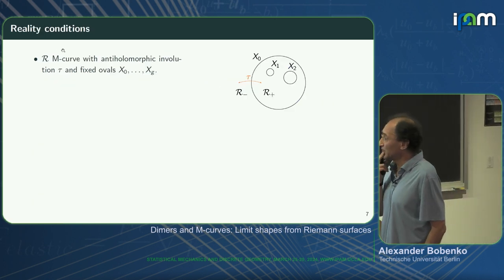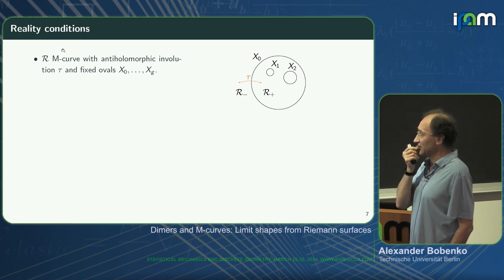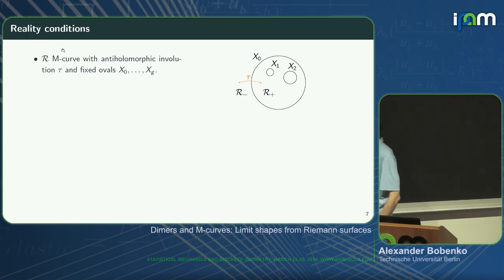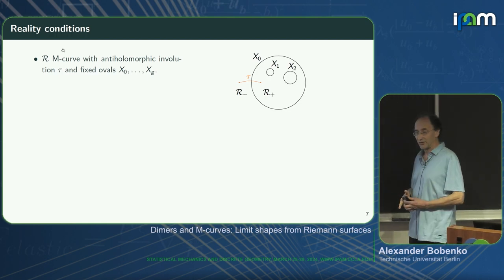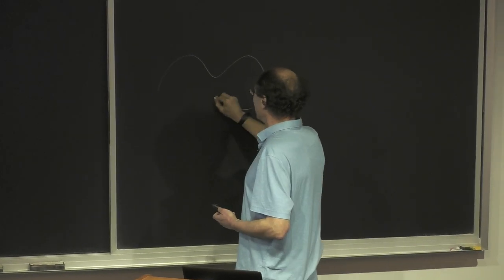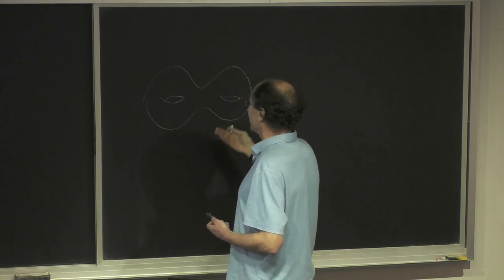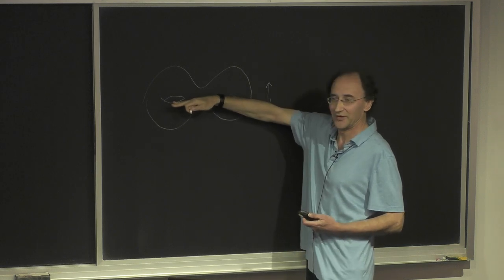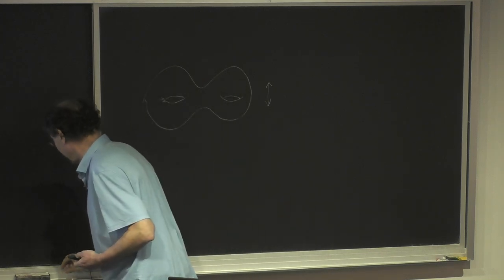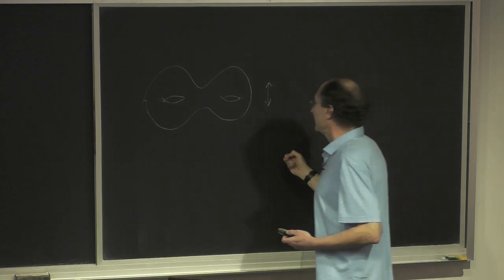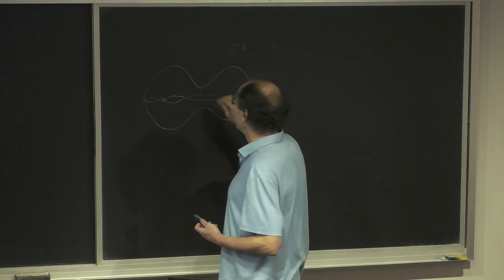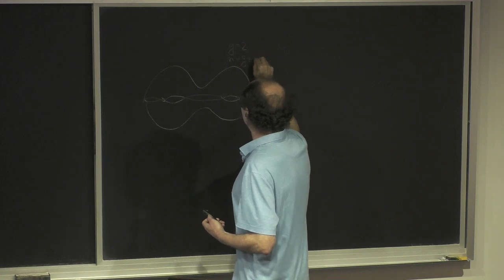So what can one do? One can provide some reality conditions. So now we specify our Riemann surface. We say that this Riemann surface, let us consider an M-curve, is a Riemann surface with an anti-holomorphic involution. Usually when people draw M-curves, you see a picture like this, yeah? Then this anti-holomorphic involution is a reflection in this plane, and it has some fixed ovals, yeah? These are the points that are invariant with respect to this anti-holomorphic involution, tau, this one, and this one. This is the case genus equal to 2, and the number of real ovals is g plus 1.